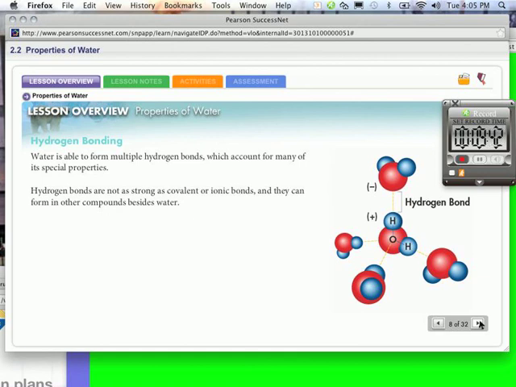Okay, so remember, boys and girls, water is your friend. It's a polar molecule. It's a solvent and it can dissolve things.